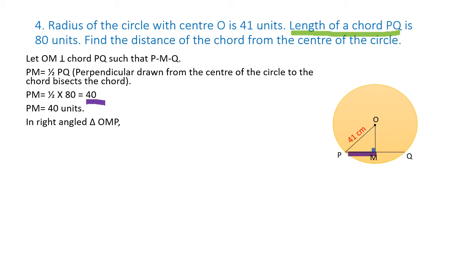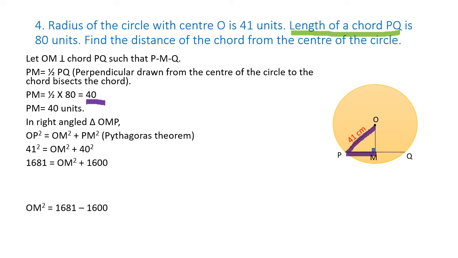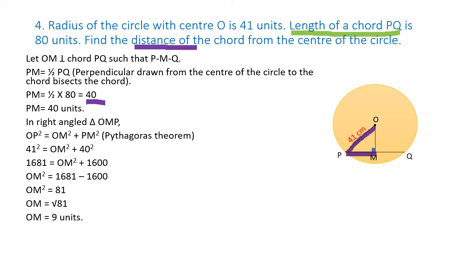Then, in the right angle triangle, OP is already given to us. So I need to find out what is OM. So we'll apply Pythagoras theorem and find out OM. OP square is equal to OM square plus PM square. We substitute the values. OP is 41, PM we have found out, which is 40, and OM we have to find out. When we subtract, we get OM square is equal to 81. So OM is equal to square root of 81, which is 9 units. So the distance of the chord from the center of the circle is 9 units.